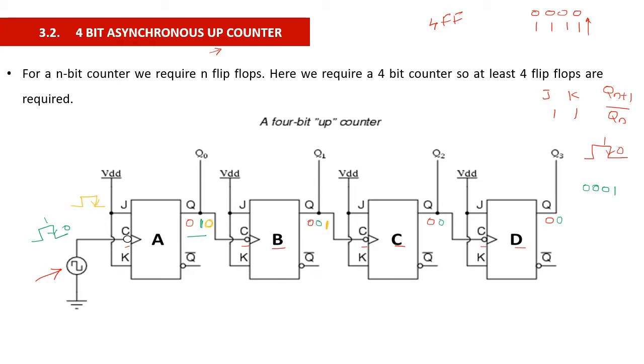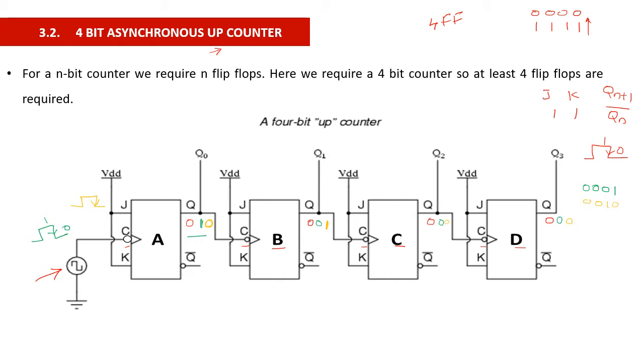So the output of B is changing from 0 to 1, which acts as the clock pulse for the C flip-flop. Now it is changing from 0 to 1, so there is no triggering occurring. So it will again remain as 0 itself. And there is no change for the D flip-flop also. So we will get the next state as 0, 0, 1, 0.